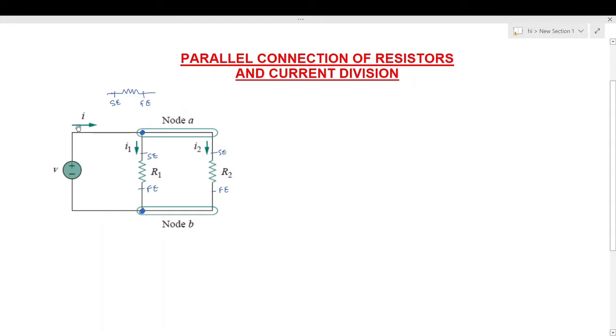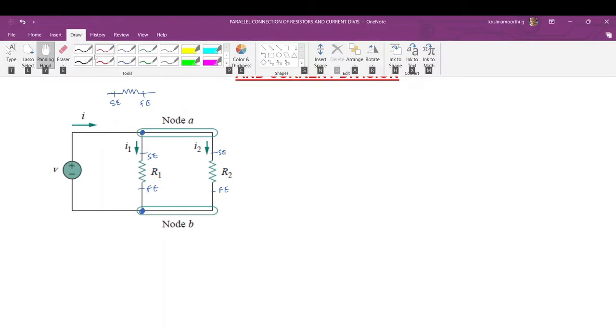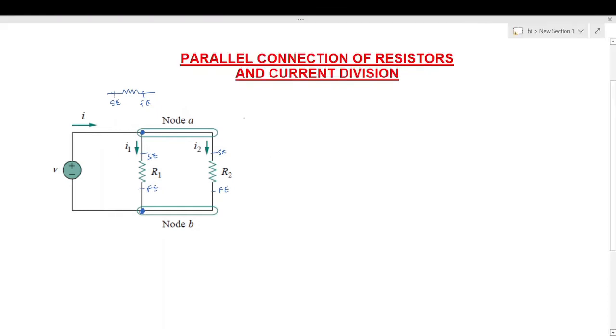For incoming current, I is the incoming current to this node by the arrow. By the marking of this arrow, you can take it as positive, and the currents I1 and I2, which are moving away from the node, are the outgoing currents, and we will take them as negative currents. Now we will start to write the equation as per Kirchhoff's current law.